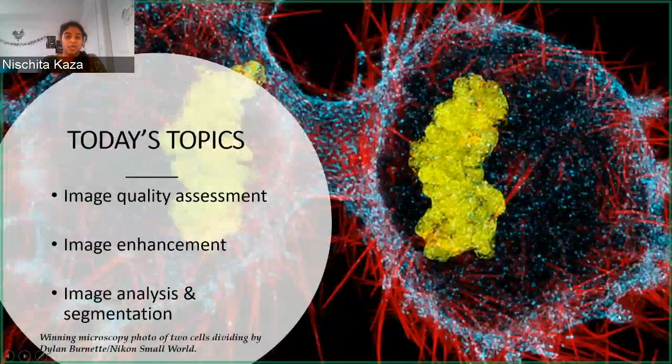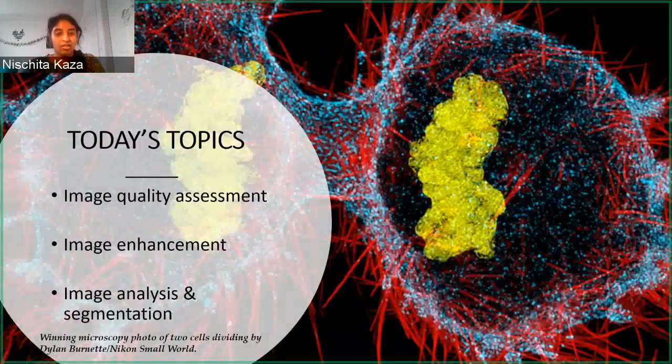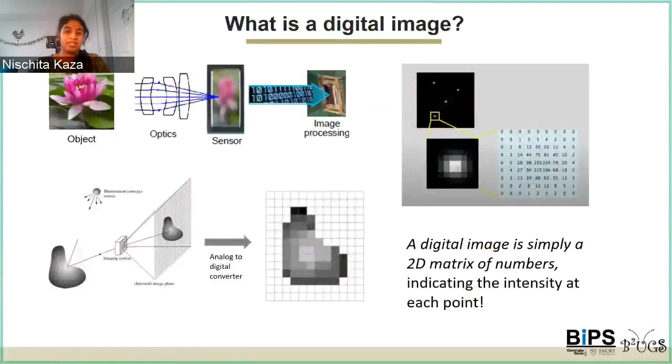So just a quick breakdown of what we're going to be covering today. We'll be starting off with image quality assessment and then talk about some techniques for image enhancements. And then finally, we'll dig a little deeper into image analysis and segmentation. So let's get into today's topics.